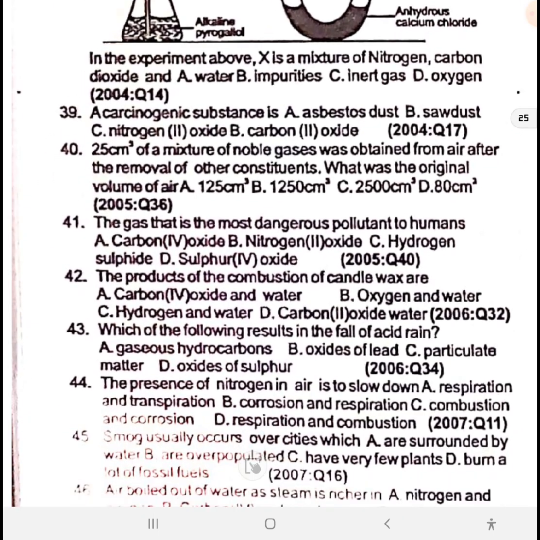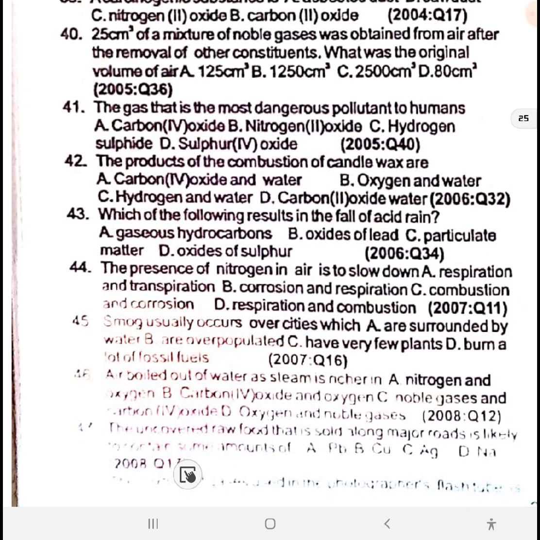44, the presence of nitrogen in the air is to slow down combustion. So take this down. Nitrogen acts as a diluent, so it slows down combustion and corrosion. 44 is option C. 45, smog usually occurs over cities which burn a lot of fossil fuel.